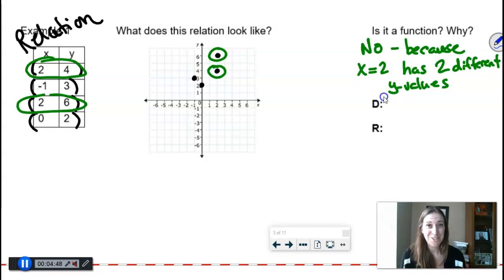Also by definition, the domain is all of your x values. So what we're going to do here, because we have a listing in our relation, is just list out all my x values.